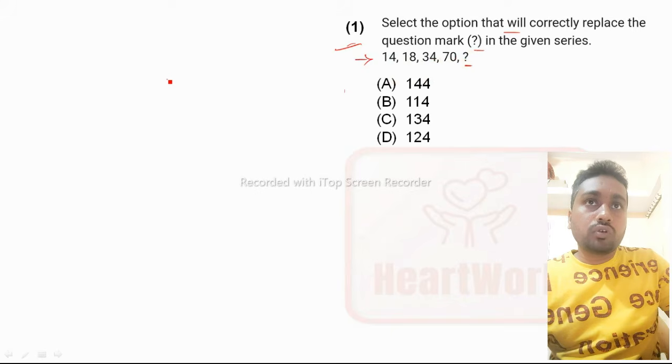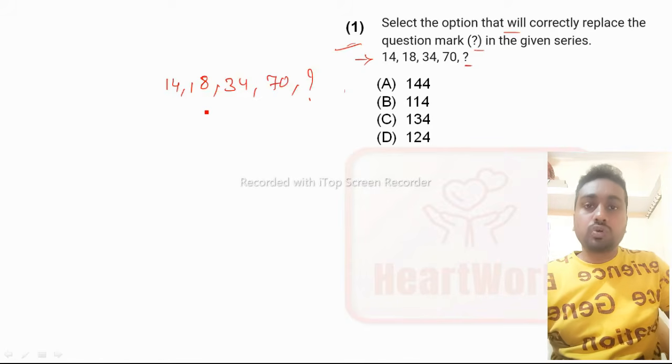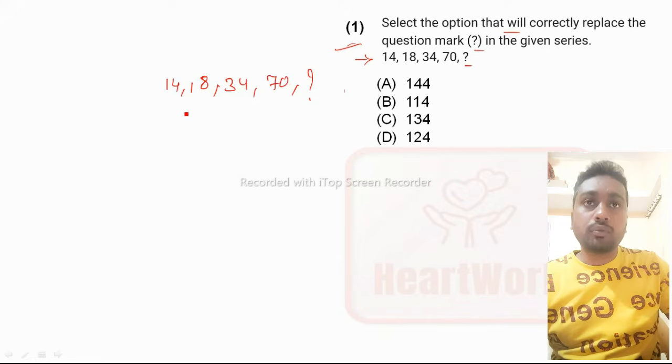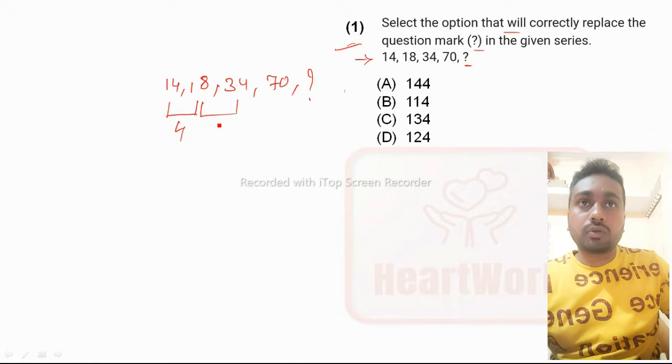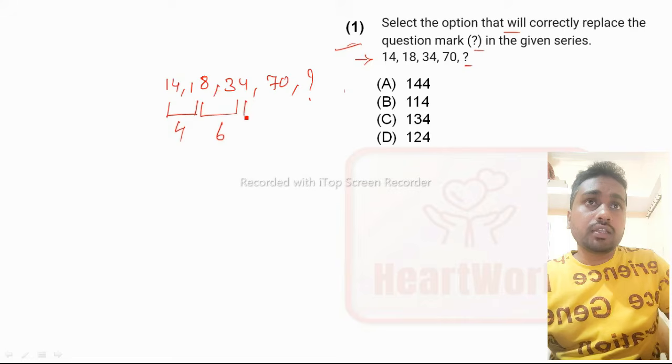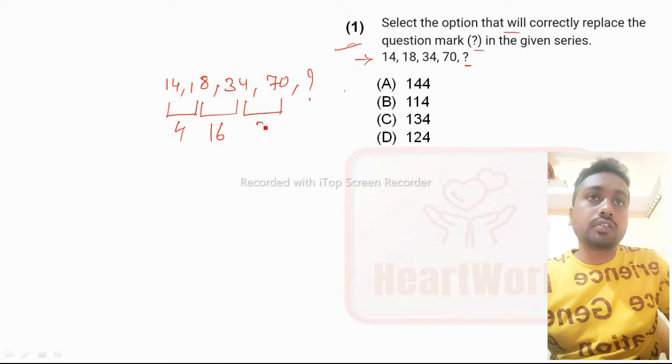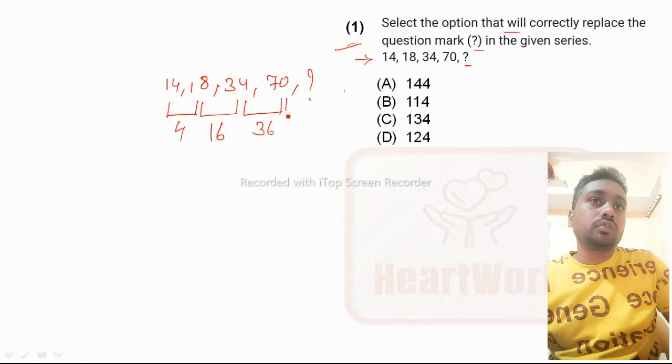So the series is 14, 18, 34, 70, and we have to find the next number. Whenever a series type question comes, you have to approach it like this. First find the gap: 14 and 18, the gap is 4. Then 18 and 34, the gap is 16. Then 34 and 70, the gap is 36.